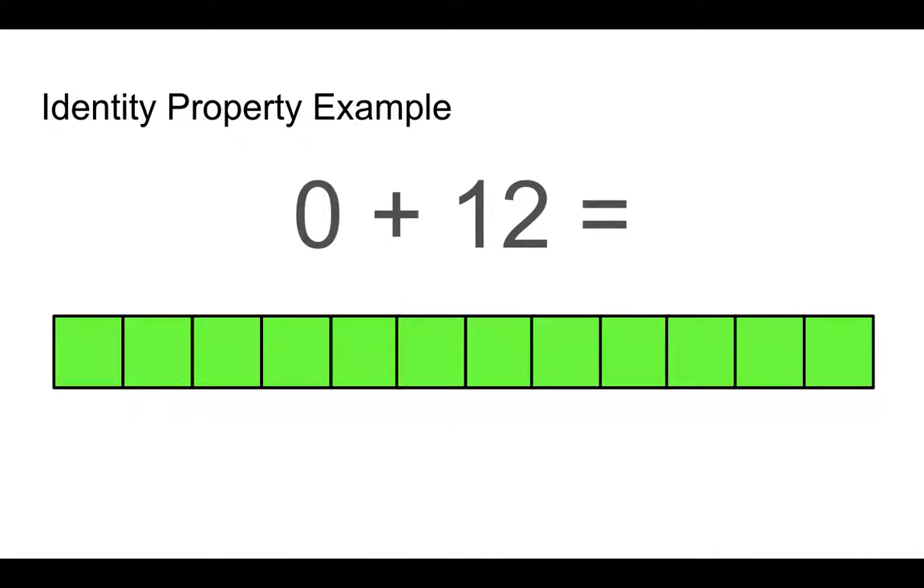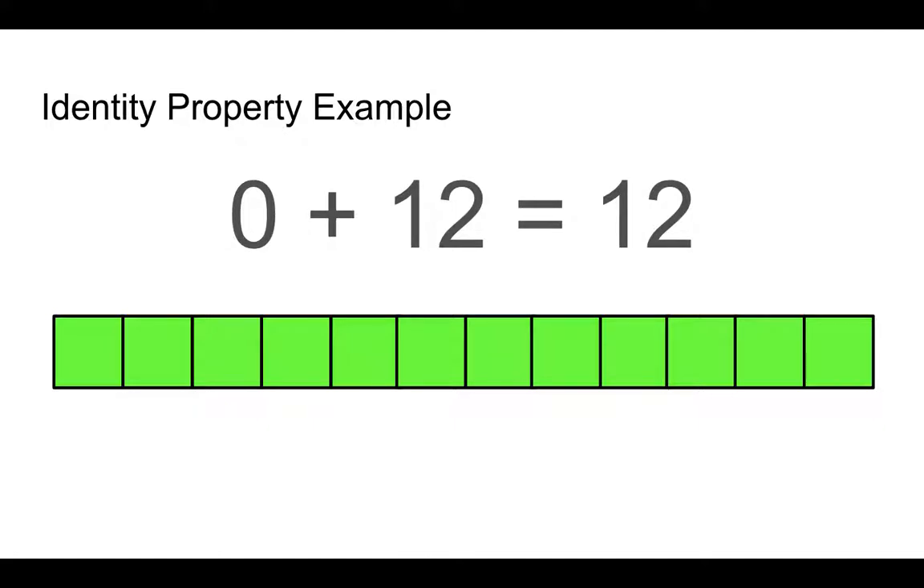Let's look at another example. If I have 0 plus 12, so I put out 12 cubes and I put out 0 more, I'm going to have 12. This is a pretty straightforward identity and it makes sense. We just need to know the name of it.